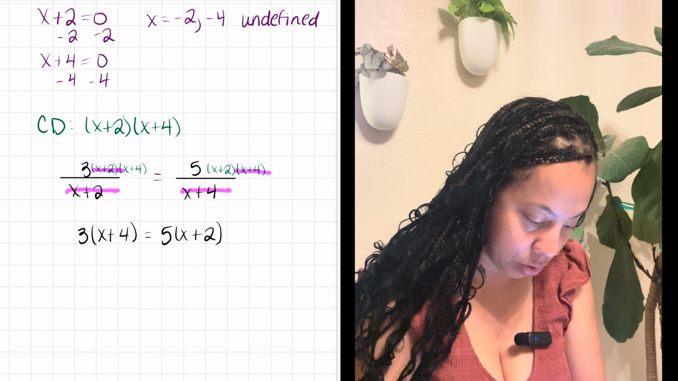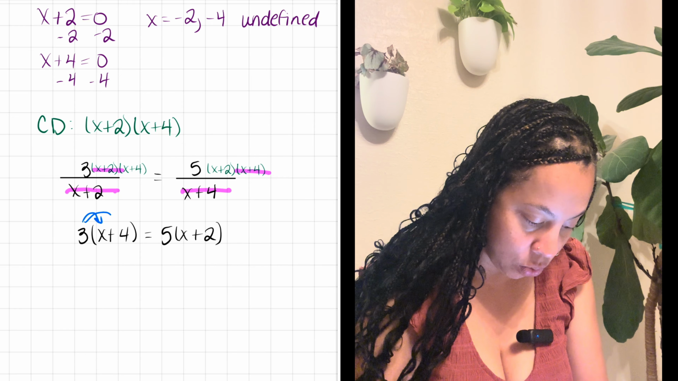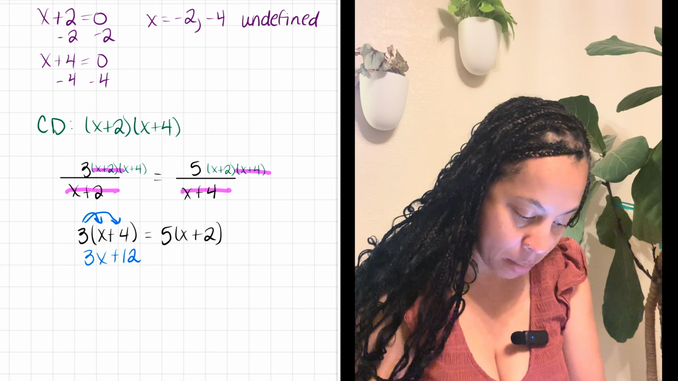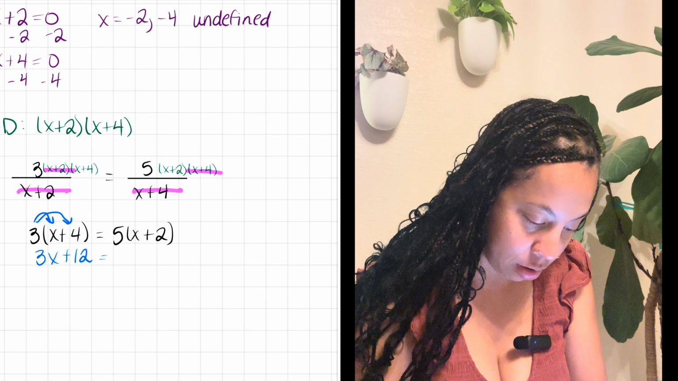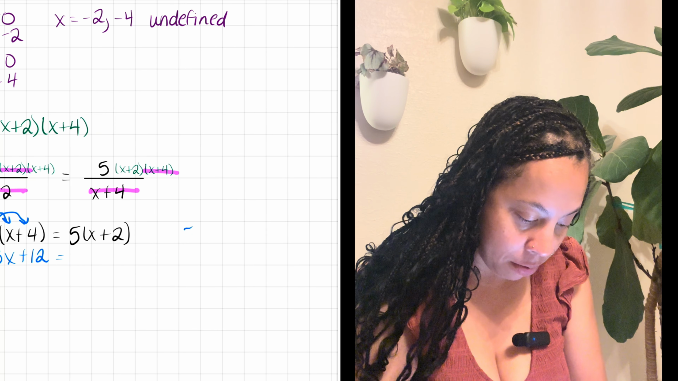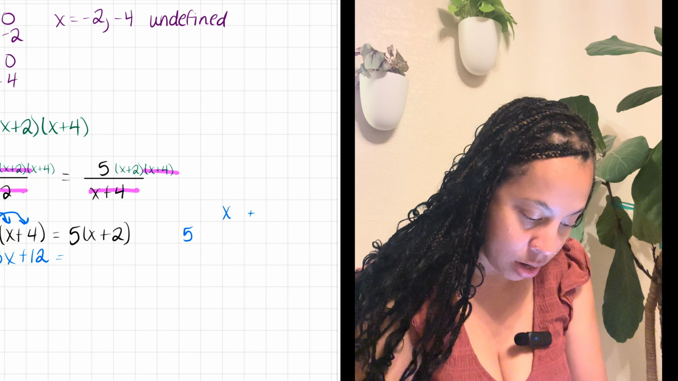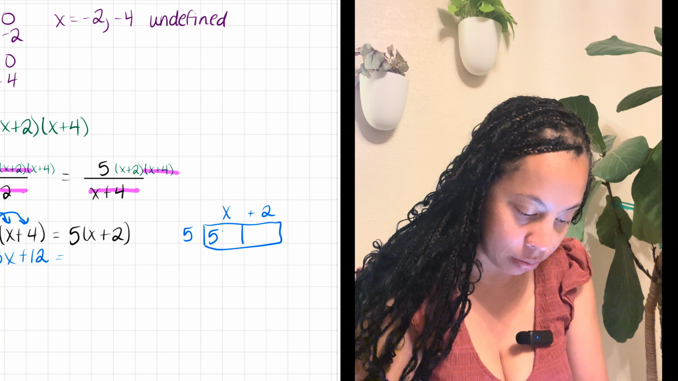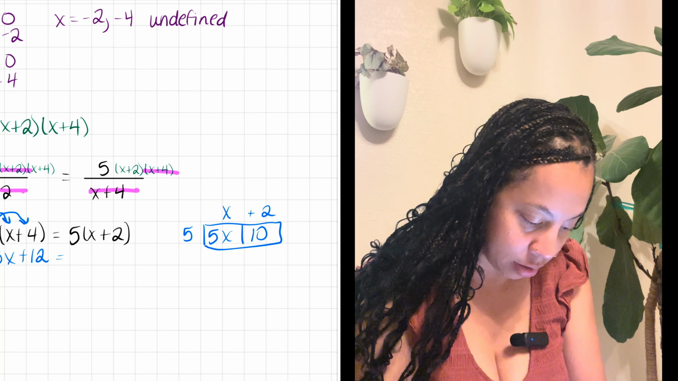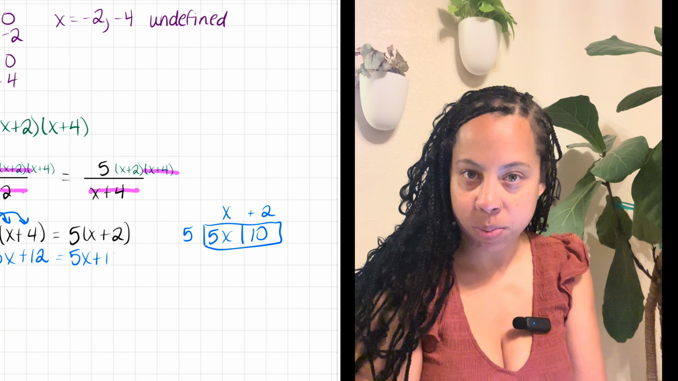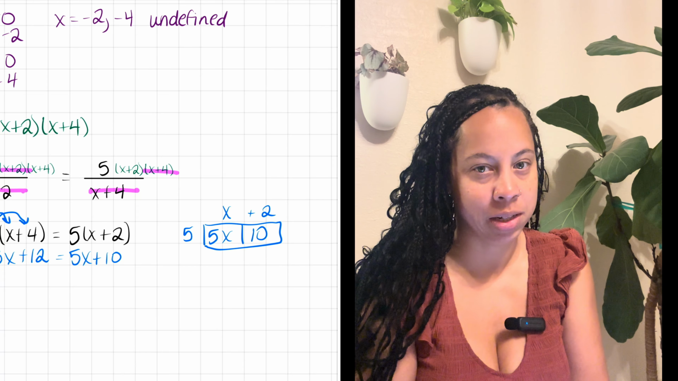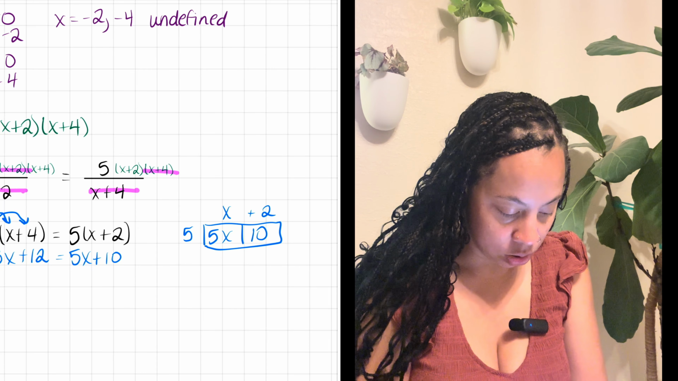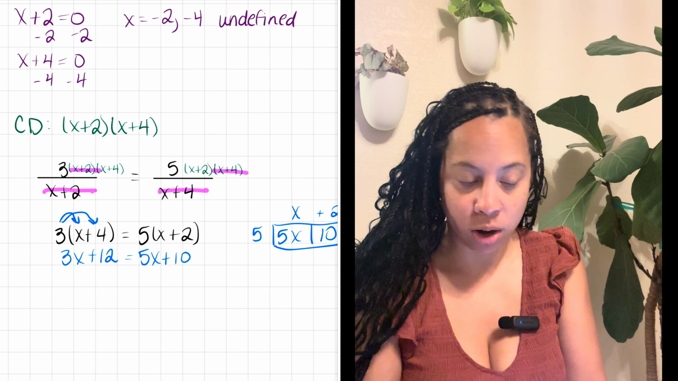So one way to distribute is you just do 3 times x, 3 times 4, which gives you 3x plus 12. Another method that we've learned to organize all your thoughts is the box method. So we have a 5, then we have an x plus 2, and then inside the box, we want to multiply. 5 times 2 is 10, so we have 5x plus 10. I like the box method because a lot of you make less mistakes when you write it out that way because you're doing every single term. Whereas when you draw these arrows, sometimes you do the 3x and then you put plus 4 after.